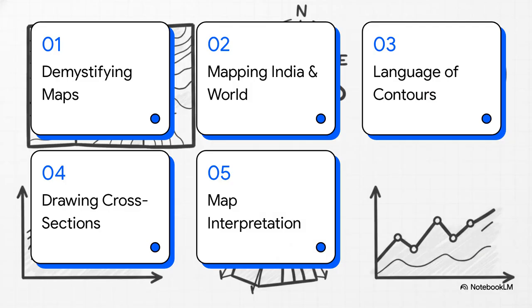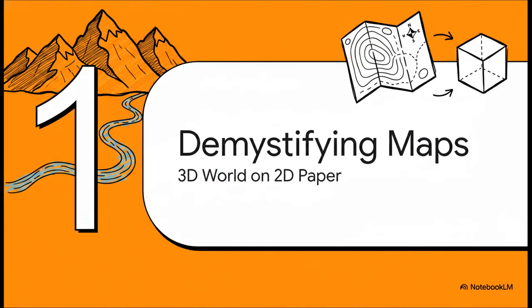So, here's our agenda for today. Section 1, Demystifying topographical maps. Section 2, Mapping India and the World. Section 3, The Language of Contours. Section 4, Drawing Map Cross-Sections. And Section 5, The Art of Map Interpretation. Let's get into it. All right, kicking things off with Section 1, Demystifying Topographical Maps.